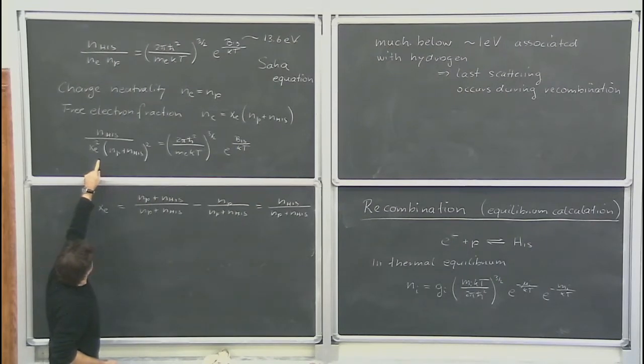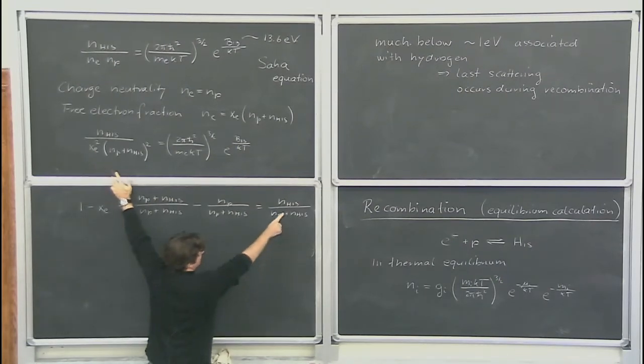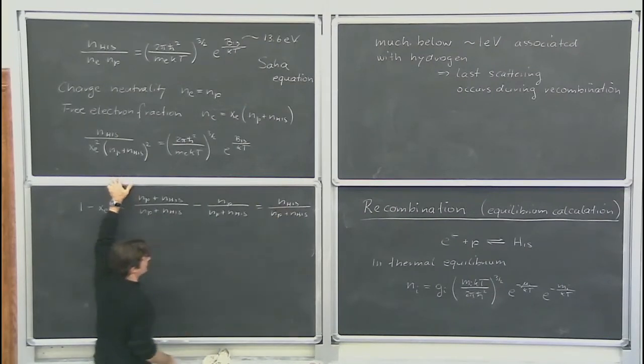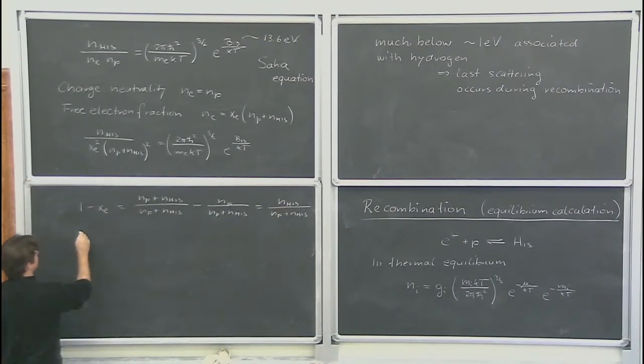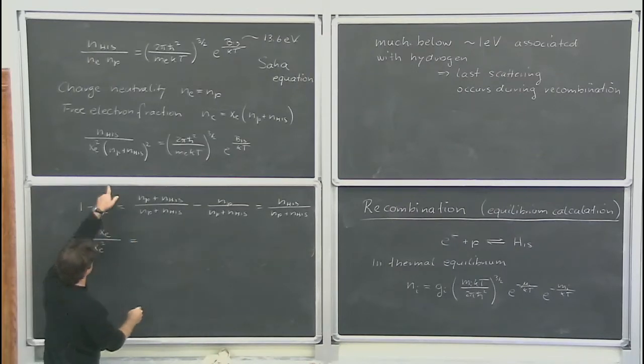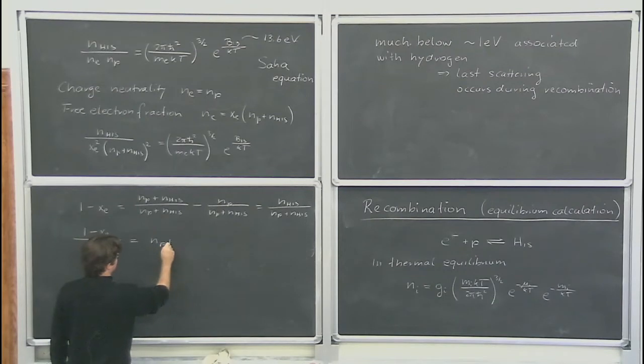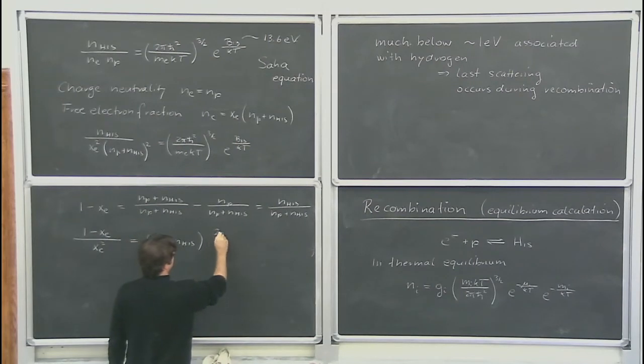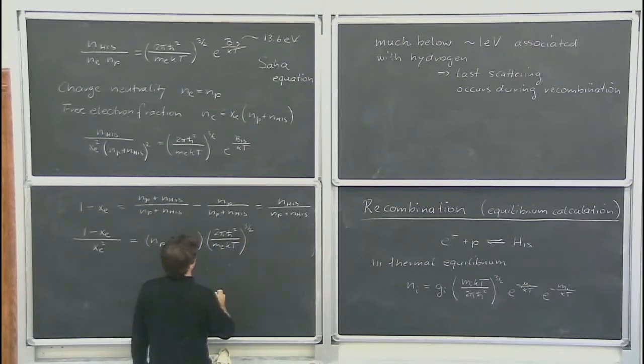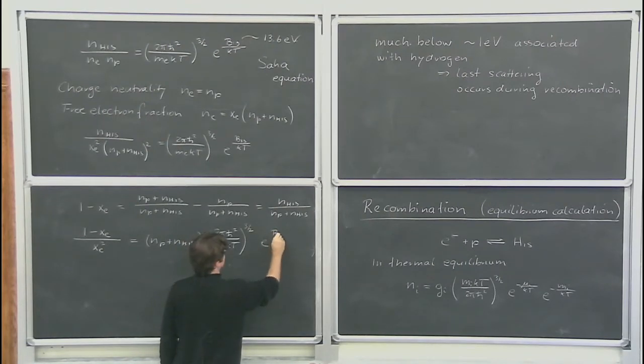So we have this ratio of the number density of hydrogen atoms in the 1s state over the total number of these guys. So what we have is that 1 minus Xe, the free electron fraction, divided by the square of the free electron fraction is equal to, and we can bring this to the other side, Np plus NH1s times 2 pi h bar squared over Me kT to the 3 halves e to the B1s over kT.